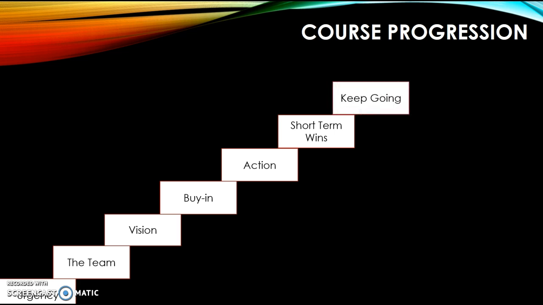Next is that motivational factor. How do you keep it going? How do you keep people focused? Because some changes can take longer than others, and so you have to have that momentum.